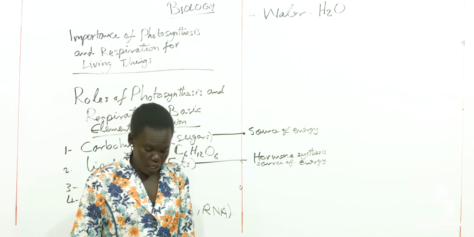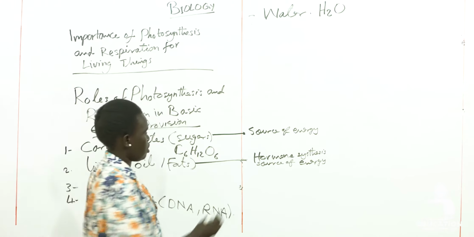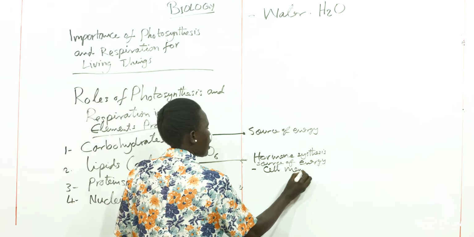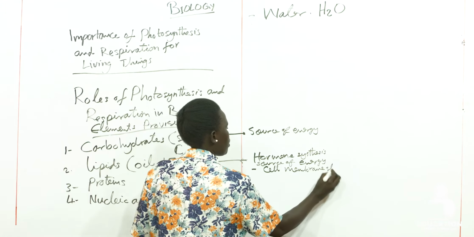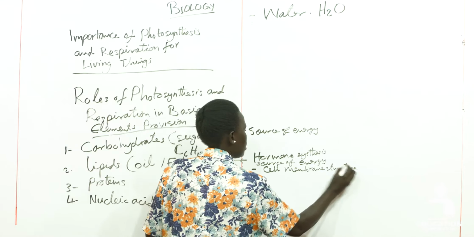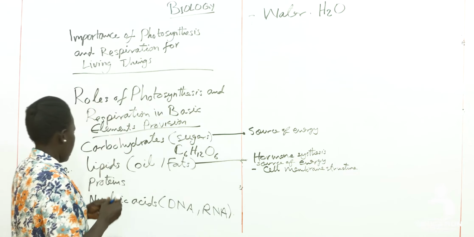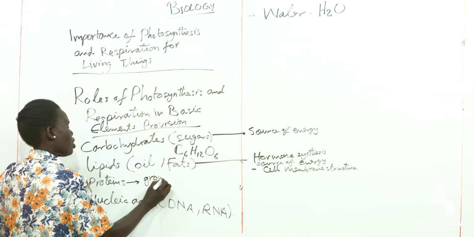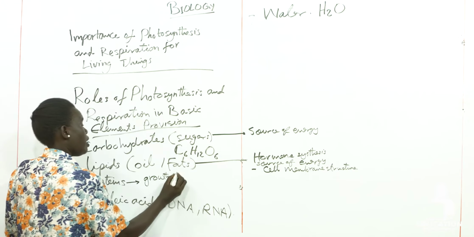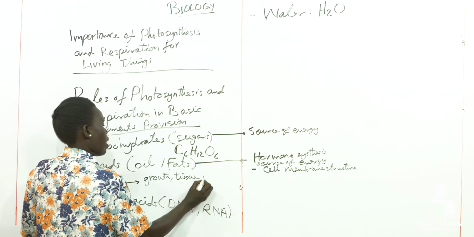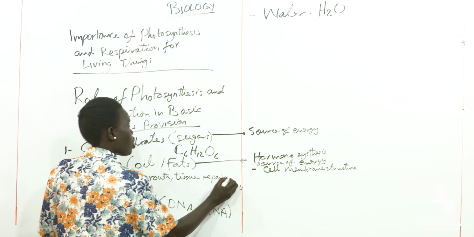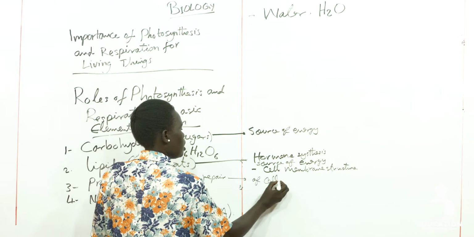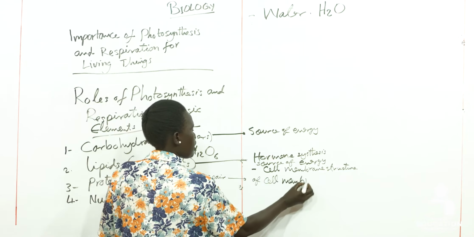And also it is the basic unit of cell membrane structure. Then proteins. The function of protein is to help in growth and development and tissue repair. It is also one of the units of cell membrane structure.